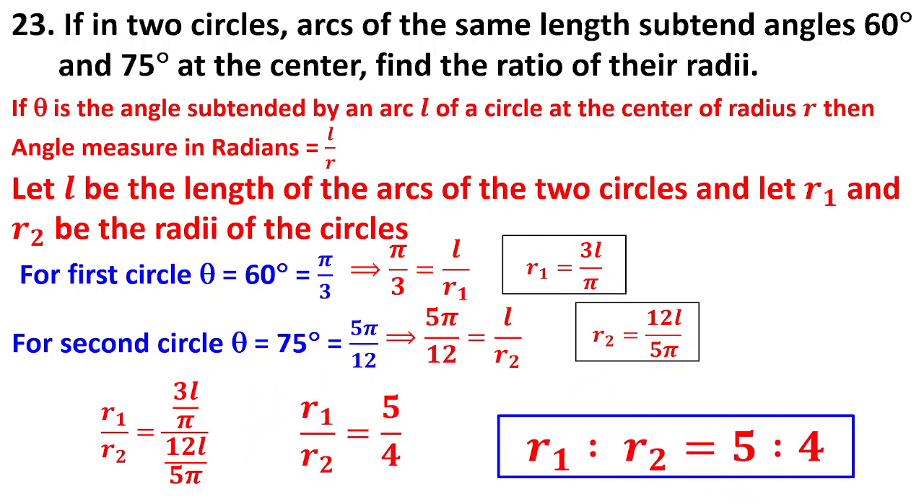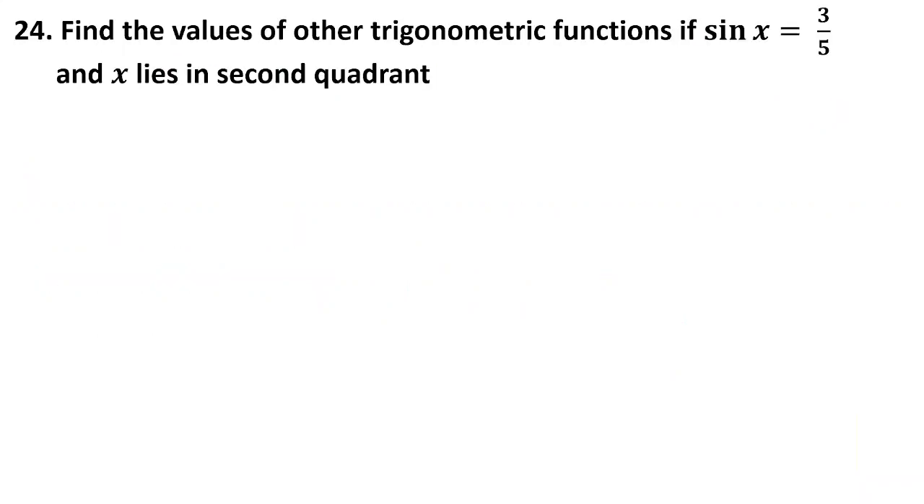We are using a result: if theta is the angle subtended by an arc L at the center, then the angle measured in radians is equal to L by R. Question number 24. We have to find the values of other trigonometric functions when sin x is equal to 3 by 5 and x lies in the second quadrant.